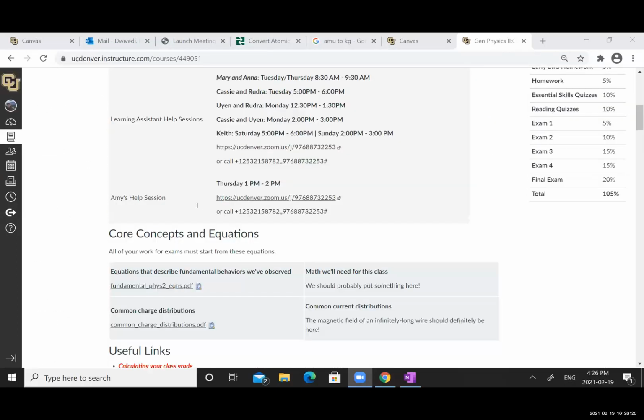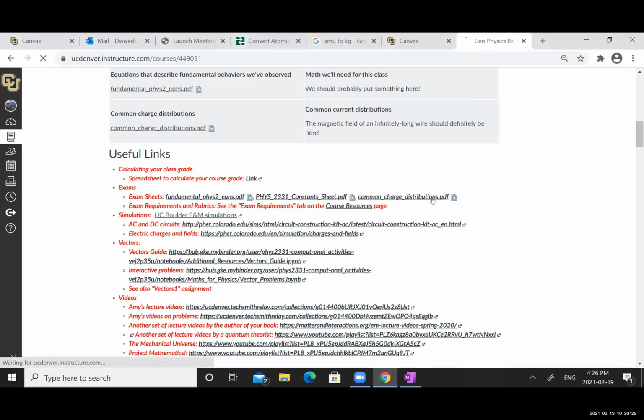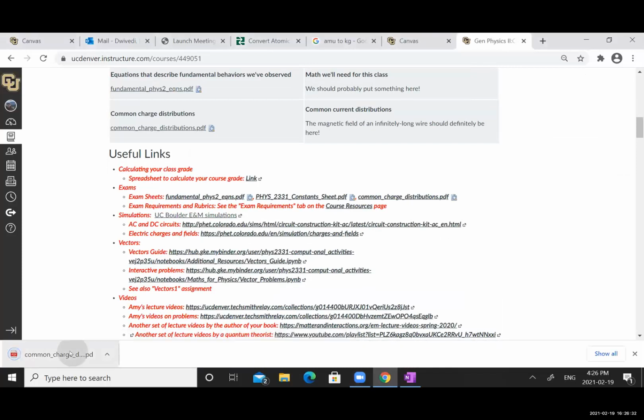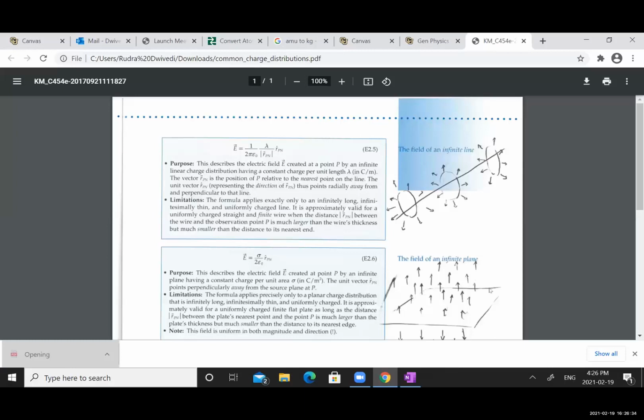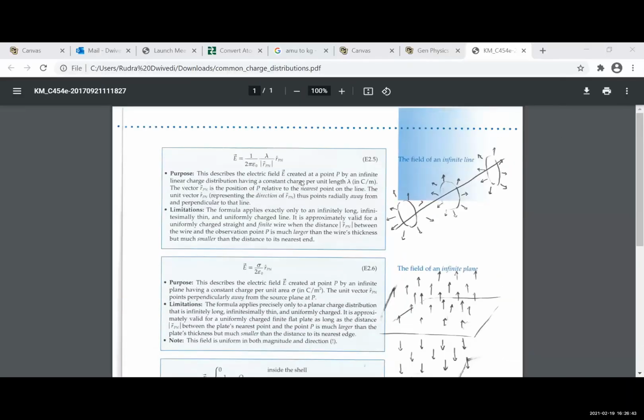K times lambda over R, which in our case R would be D, correct? D minus... Yeah, you're off by one small constant. Okay, so which one is this? All right, so this is an infinitely long wire, which we do not have. We have a finite wire, but we should use the simplest equation that we can start with for this problem, in my opinion. So yes, this one is the one.